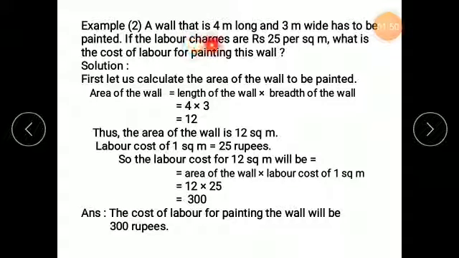A wall that is 4 meter long and 3 meter wide has to be painted. Now see, a wall that is 4 meter long and 3 meter wide. So what does wall mean? 4 sides. 4 meter long, 3 meter wide means what type of shape it will be? It's a rectangle. So rectangle, length 4 meter and breadth 3 meter. Okay, has to be painted.